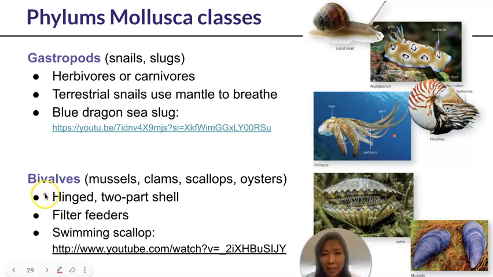Another class is the bivalves. These are our mussels, clams, scallops, and oysters, right? All of these have hinged two-part shells that can open up. They tend to be filter feeders. You can see here that they have some tentacles that allow them to move the food in, and then they will filter it to feed. And this video right here is really cute, just a little scallop swimming away.